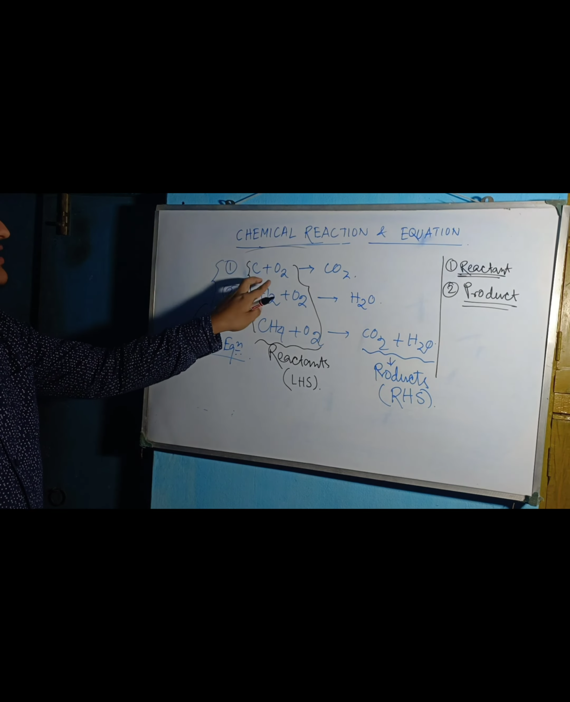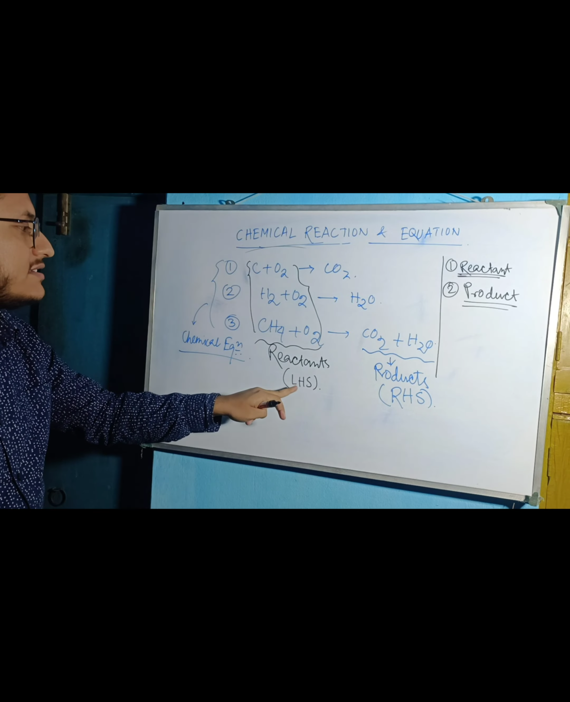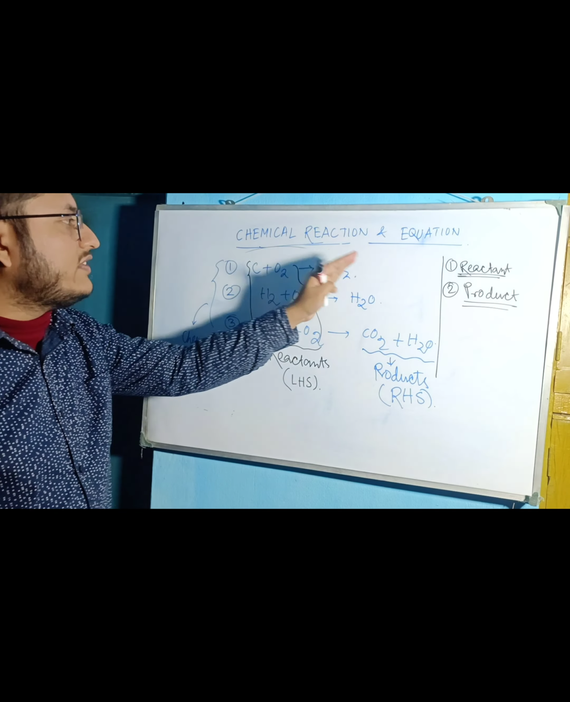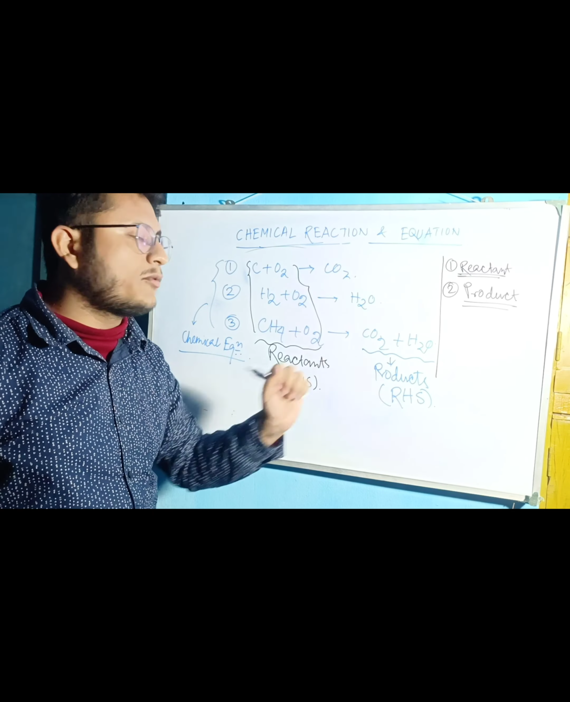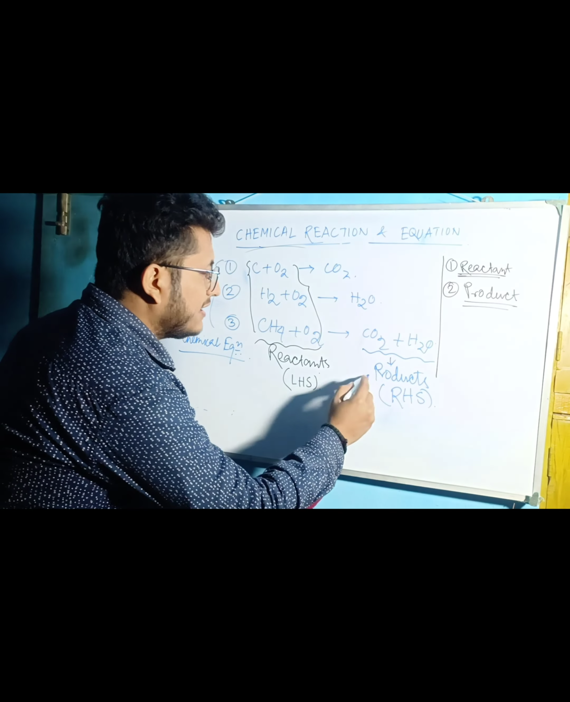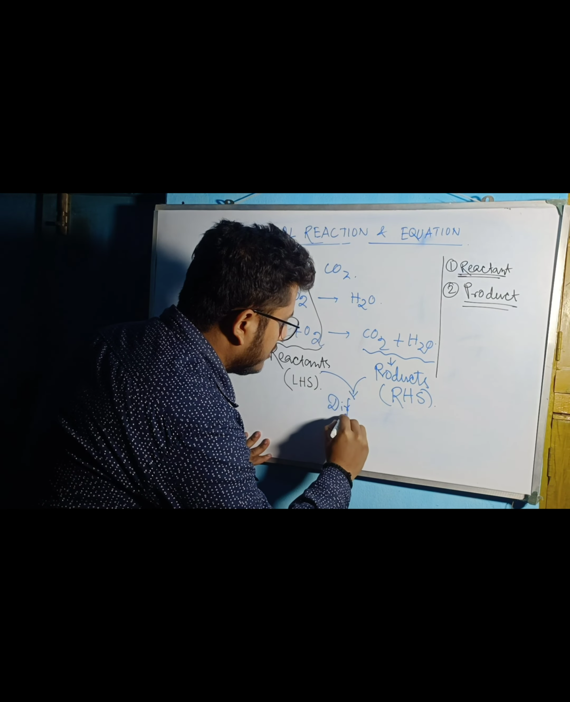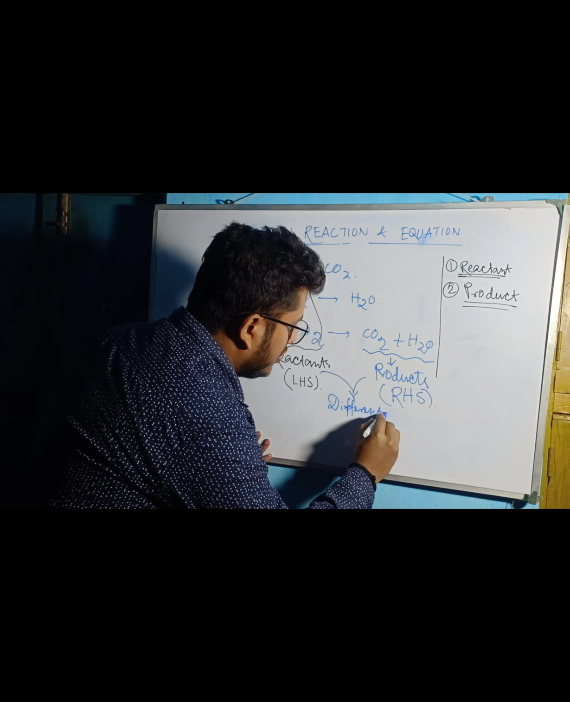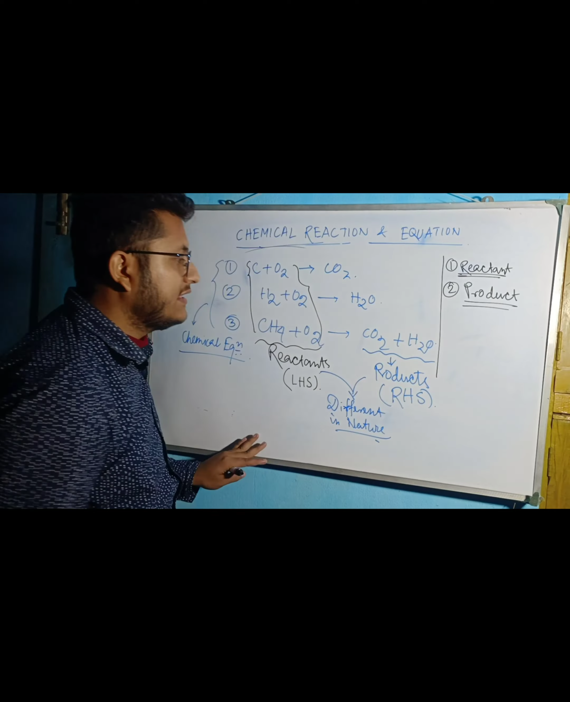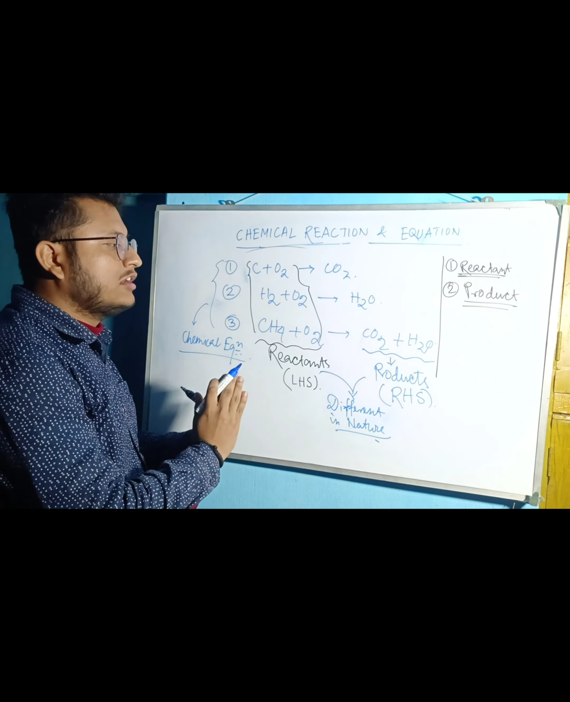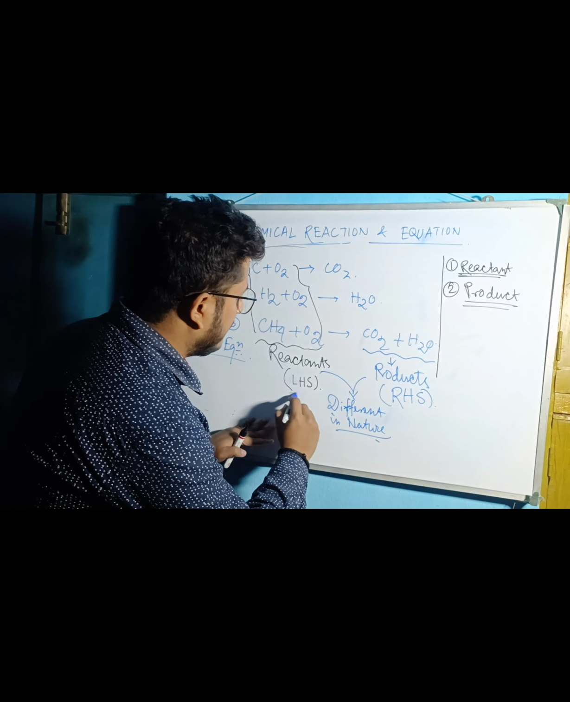So the substances which undergo chemical changes are called reactants or left hand side, and the final substances after the reaction are called products. The reactants and products are different in nature, both in physical and chemical form. Their physical properties and chemical properties are very different from each other. Now, why this term left hand side and right hand side?